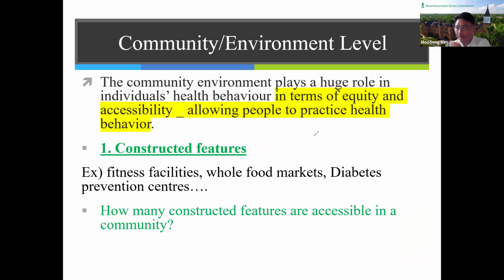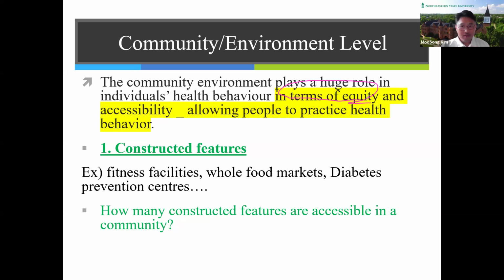And then the next level is the community and environmental level, right? We already talked about this one in chapter 1. The community environment plays a huge role in individuals' health behavior in terms of equity and accessibility, allowing people to practice health behavior. You had this one for the online assignment, right? How community environments affect the achievement of equity matters.